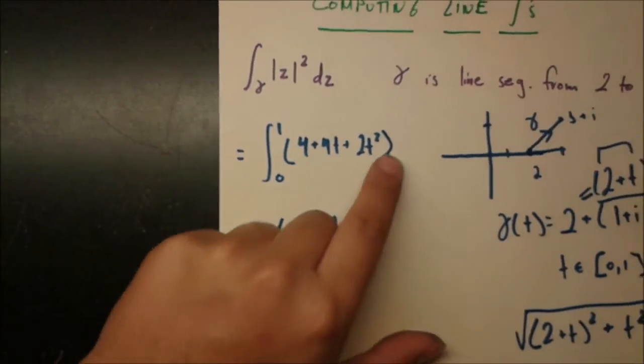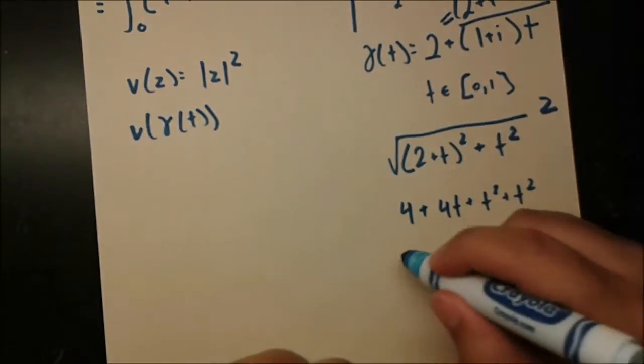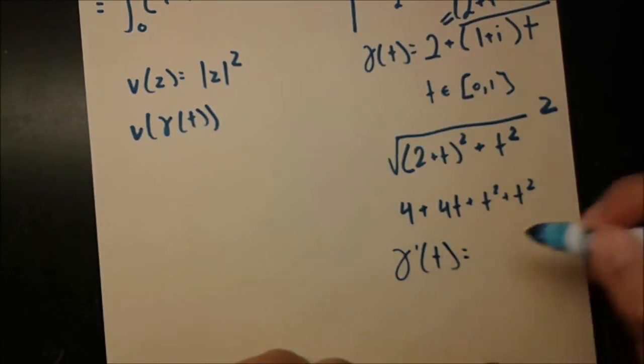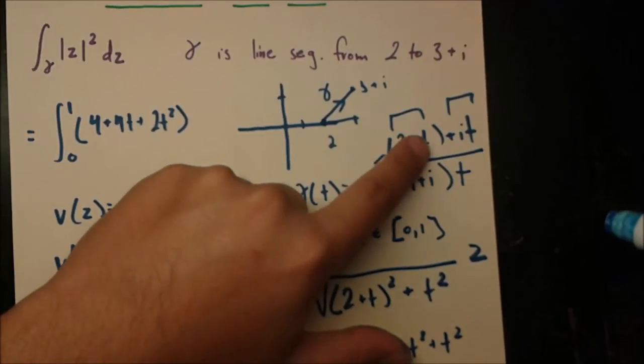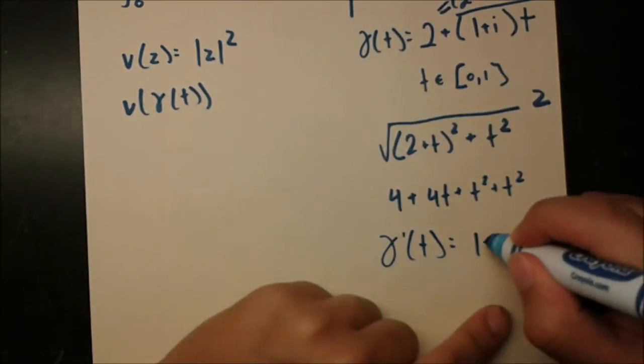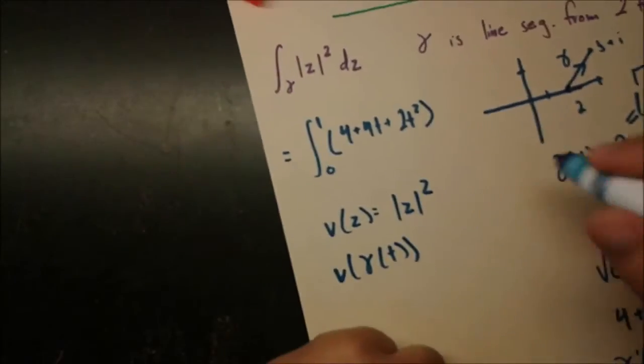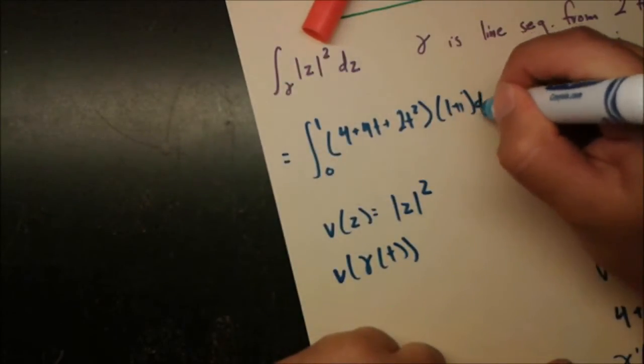And remember, we need to multiply this by gamma prime. So we need to take gamma prime of t equals, and this is why I split it into two components, 1 plus i. So 1 plus i dt.